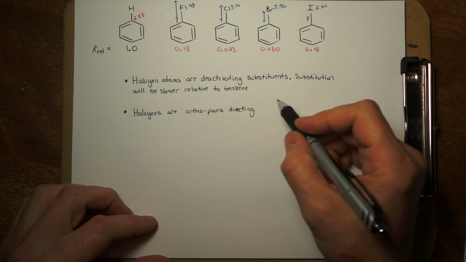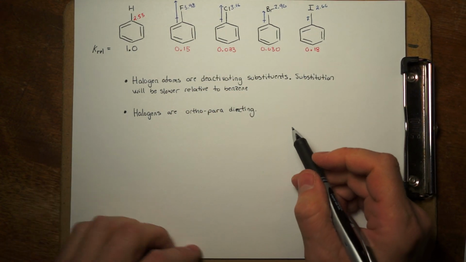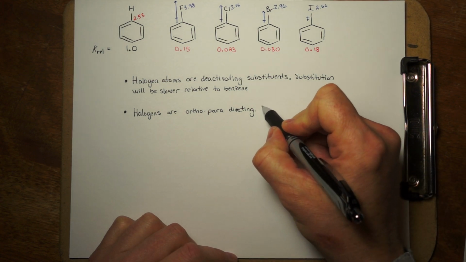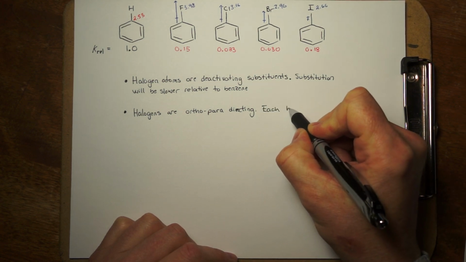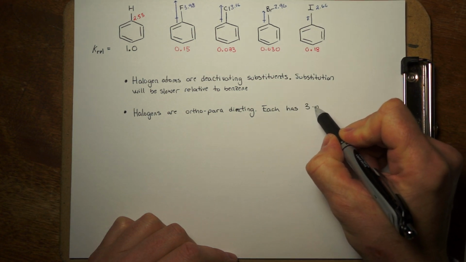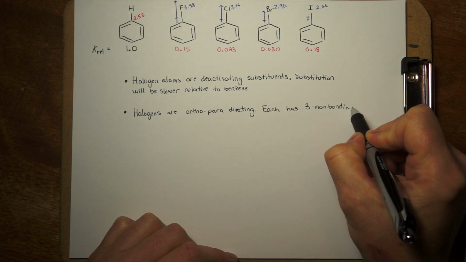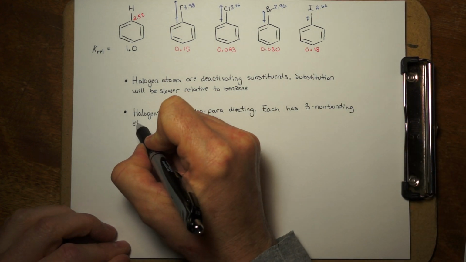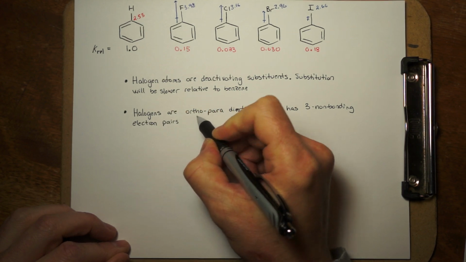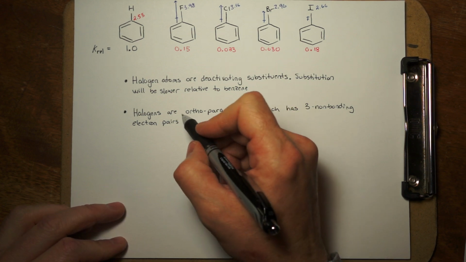The reason for this is that each of those halogen atoms has three non-bonding pairs of electrons, and therefore they can each stabilize the ortho-para arenium ions.